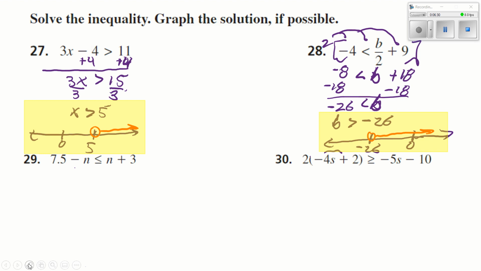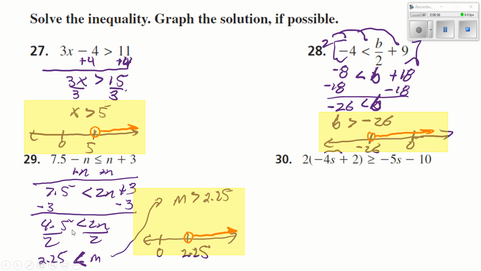All right, number 27. We have 7.5 minus n is less than or equal to n plus 3. I'm going to have to combine my variables. I'm going to have to add n to both sides. That's going to give me 2n. Then I'm going to have to subtract 3 from both sides, and that's going to give me 4.5.